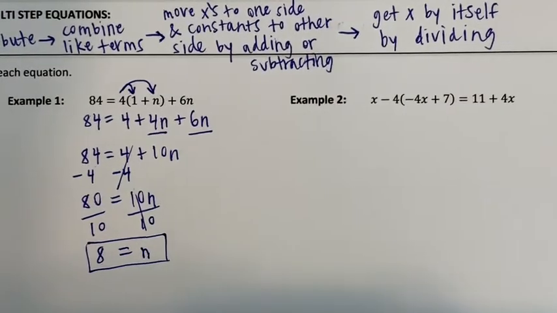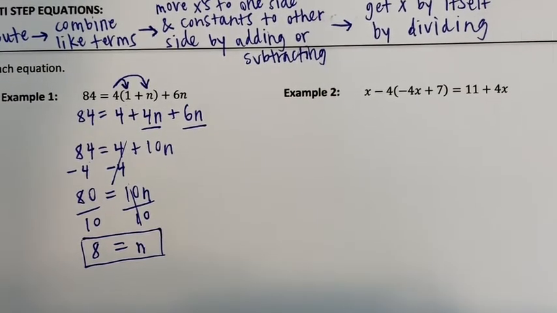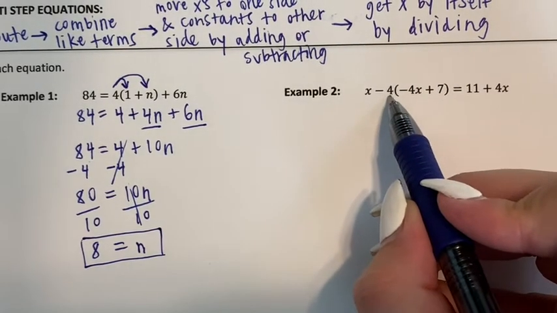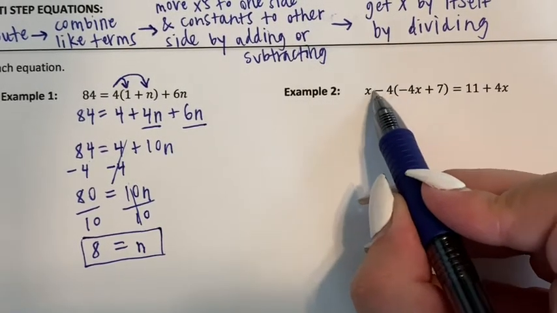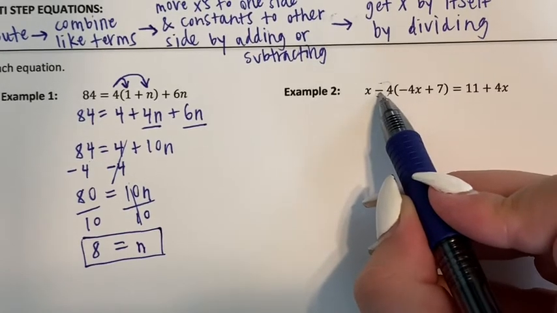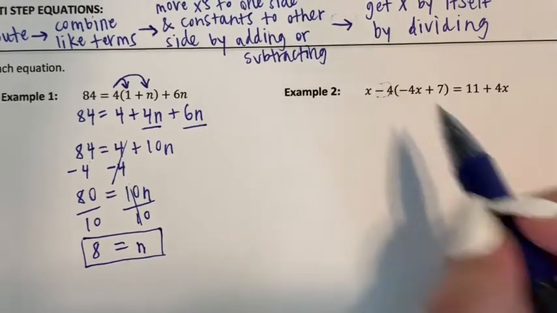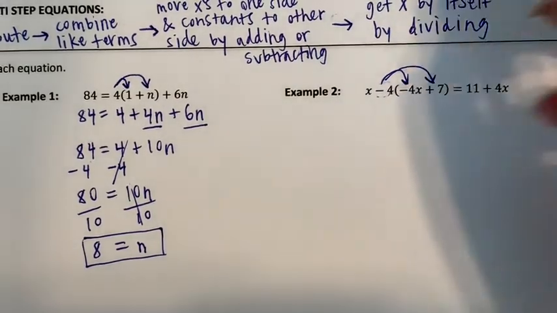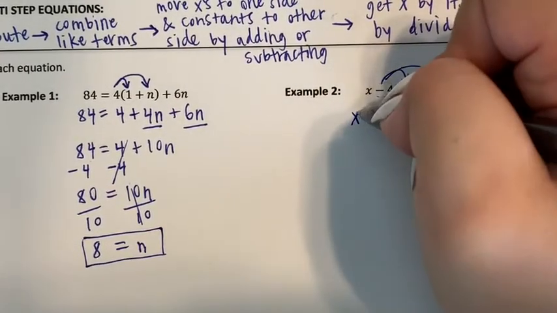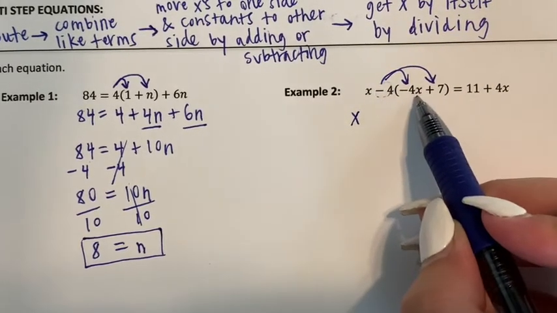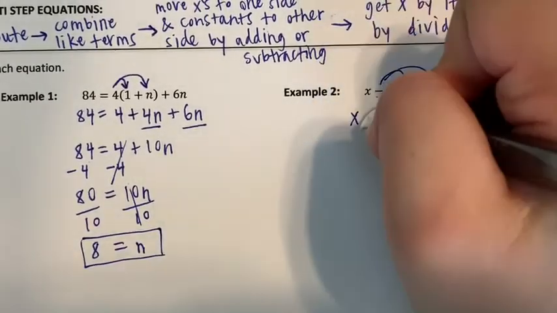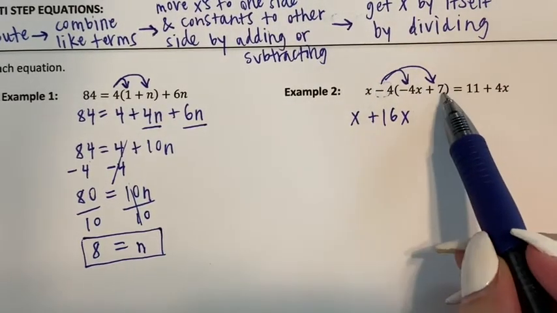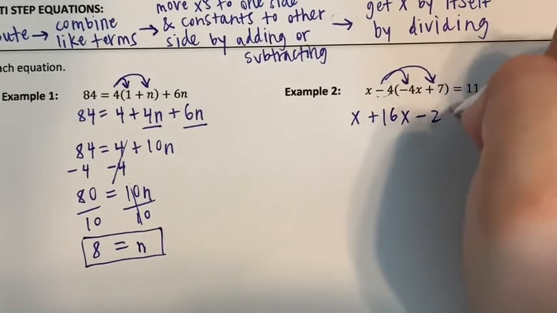Let's look at example 2. So in example 2, I need to first distribute. I have to distribute not just a 4, but this whole thing here, this whole negative 4. Keep in mind, you have to keep the sign in front of the number. So I'm distributing negative 4 to both parts inside parentheses. So I'll keep the x out front. Negative 4 times negative 4x gives me a positive 16x. Negative 4 times 7 gives me a negative 28.